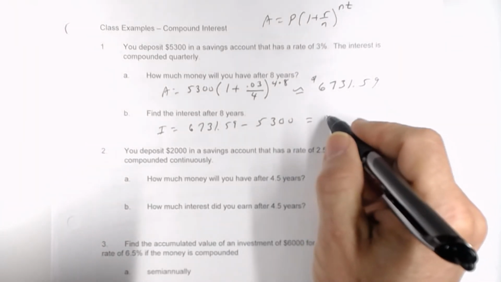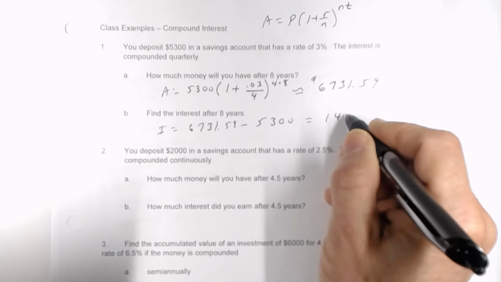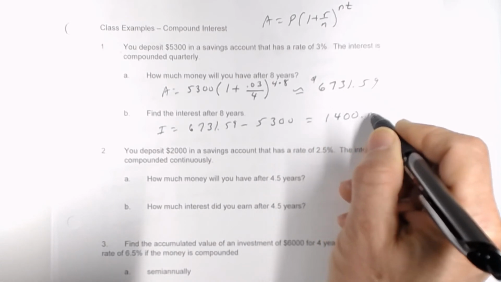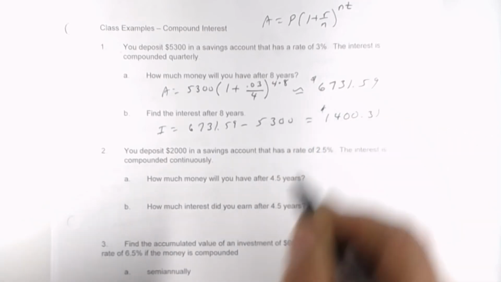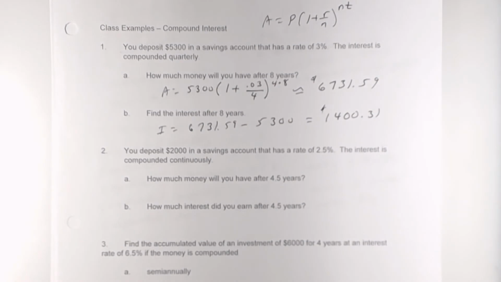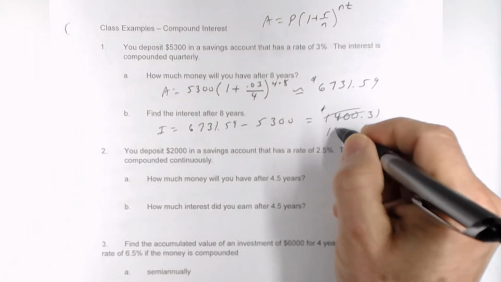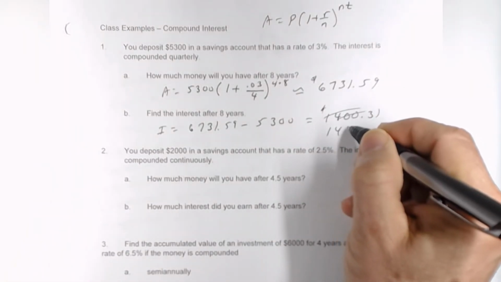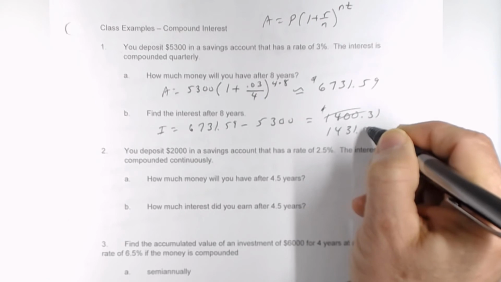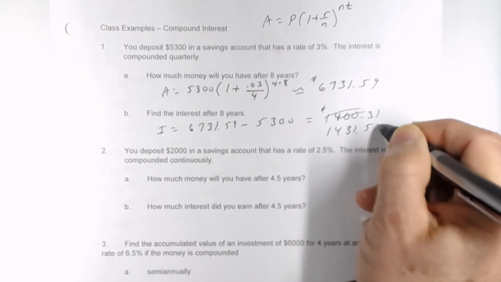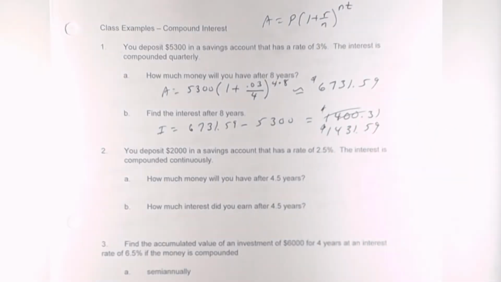So what do you get? What was that? $431? Is that correct? So 1,400, 1,000, I'm sorry. Okay, tell me again, what are the digits? 1431 point, what? 59? Thank you. All right, so that's the interest.